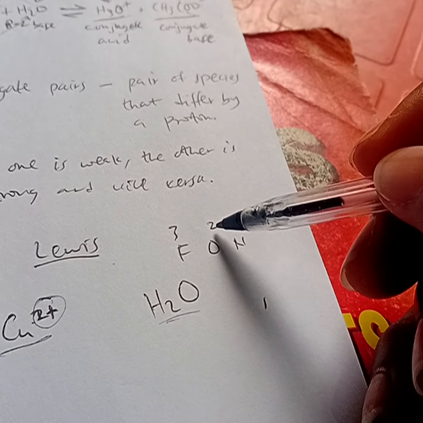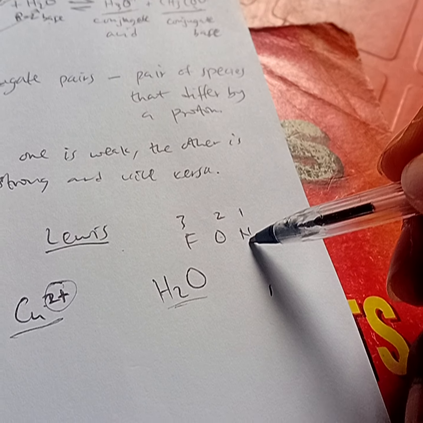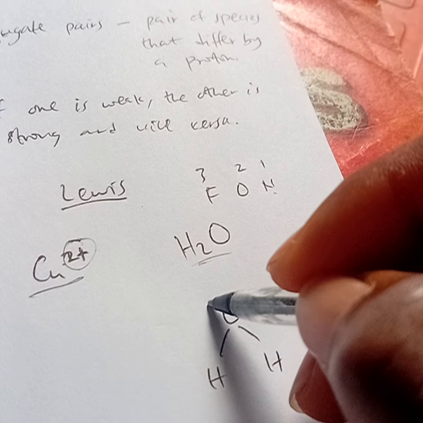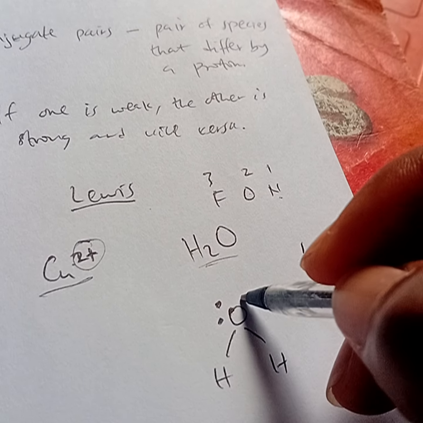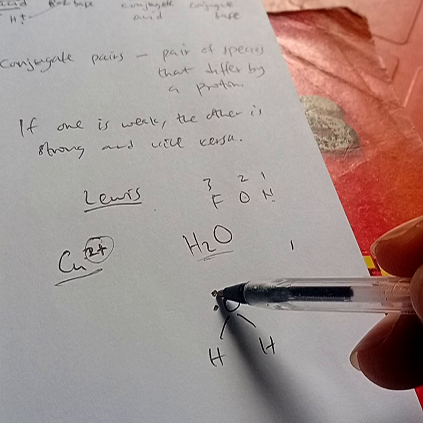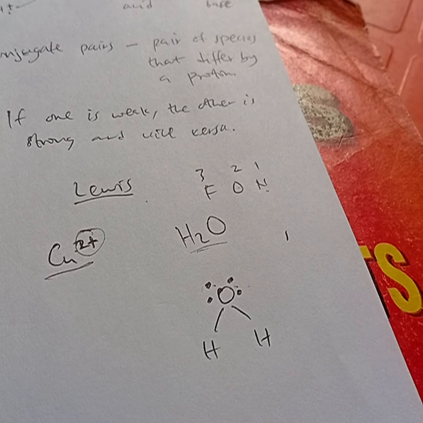Fluorine has 3 lone pairs, oxygen has 2 lone pairs, nitrogen has 1 lone pair. So water is like this. And we know the shape of water is bent or V shape. So oxygen has 2 lone pairs. I can see 2 lone pairs of electrons here.